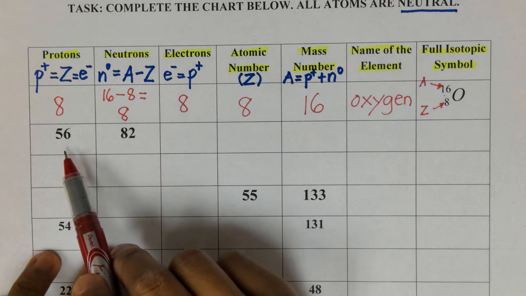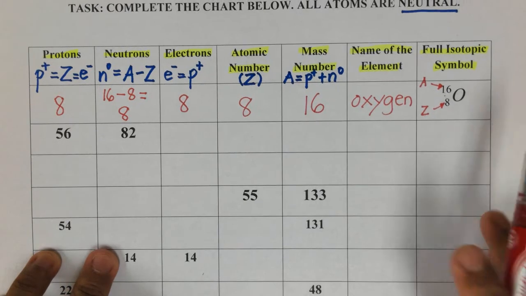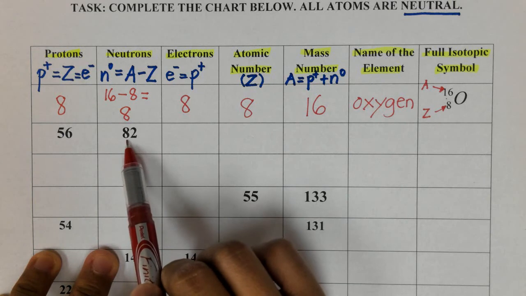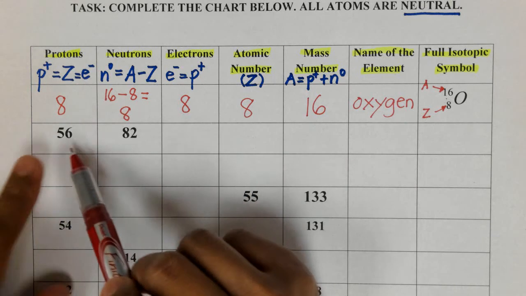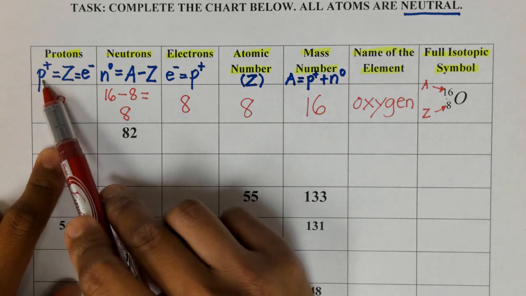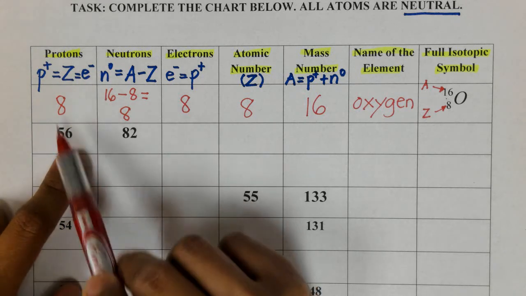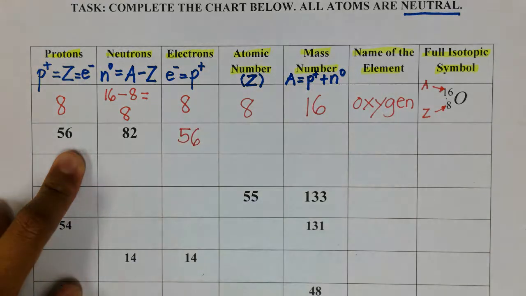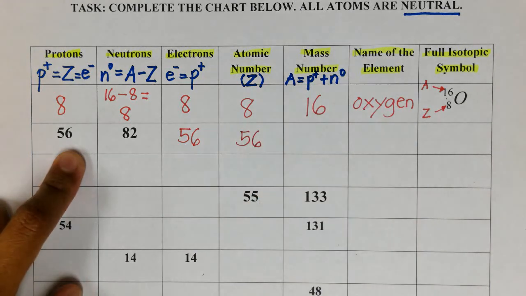In the second given, this is different. Numbers are given, no symbol, so you have to write the symbol. How do we go about the thinking? Again, examine your given and look at what they are equivalent to. Let me start with my 56. 56 is my protons, and that's also equal to Z and E. So I copy the same number to my electrons, 56, and Z also 56. So I replicated it.